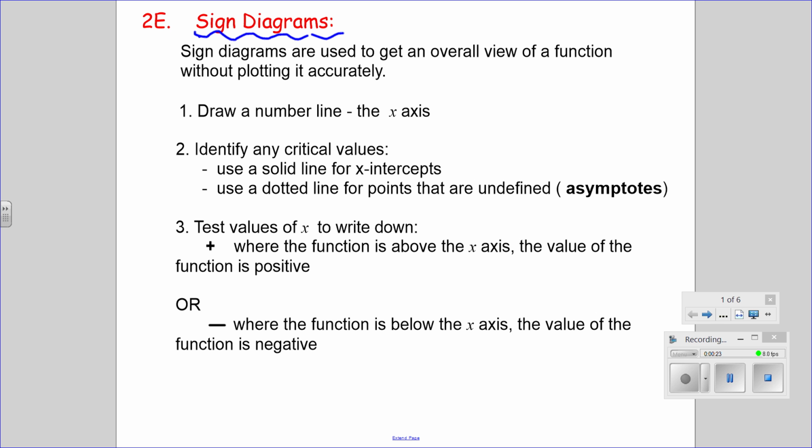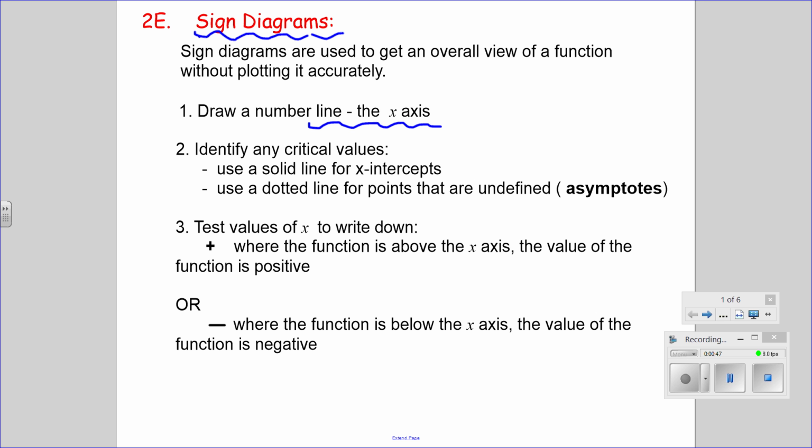So a few basic steps. You should write down these 3 steps because we'll use them every time that we draw a sign diagram or that we use a sign diagram. We want to draw the number line, which is what we use for our sign diagram, and it represents your x-axis. So we'll draw a line, and that will be our number line that's representing the x-axis, and that's where we'll plot our critical points.